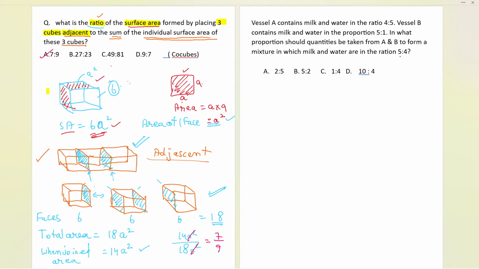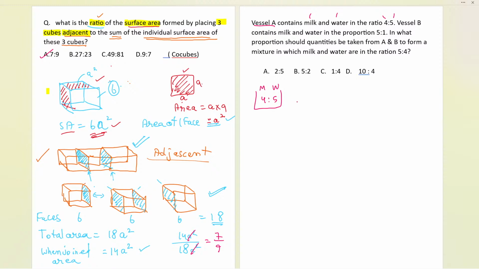Now let us see over here. There we have a vessel A, and in that we have a complete mixture of milk and water. In that vessel A, milk and water are in the ratio 4:5. So let us now draw a vessel that is having a mixture of milk and water in the ratio 4:5.